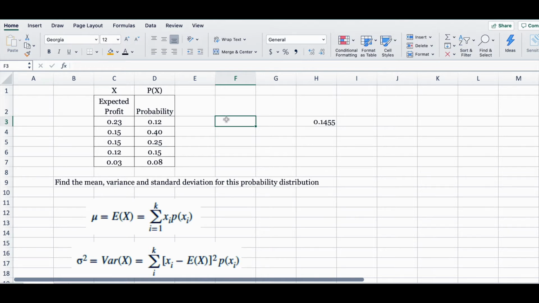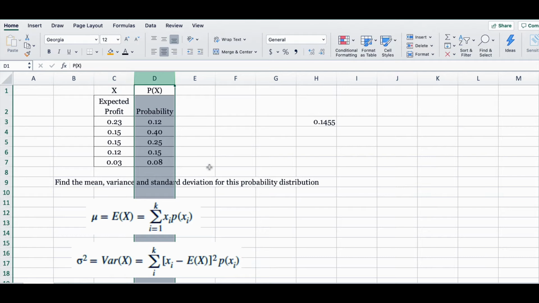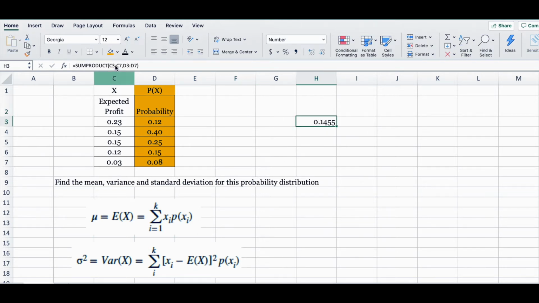Let's take a look at the variance formula. It says the sum of xi minus the mean of x, squared, multiplied by the probability of x. This column here is your probability of x. We have this, but we need what's in this bracket, x minus the mean of x. The mean we found in the previous step to be 0.1455. So let's use that information and create our new column, xi minus mean of x.